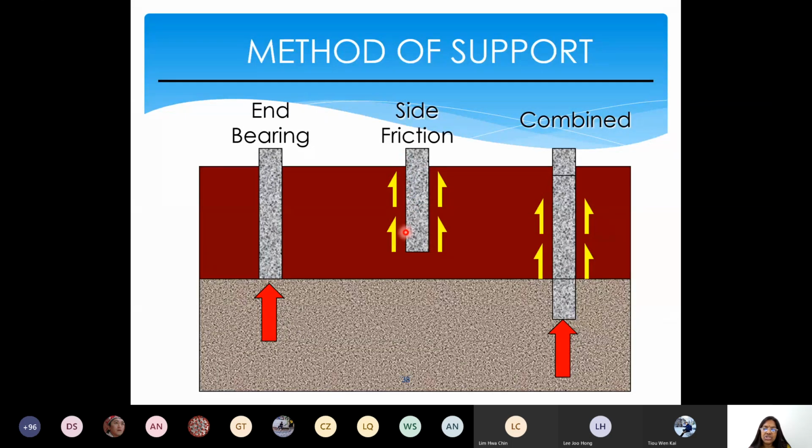Frictional resistance offered by these sides will resist the load that is coming over the pile and distribute it. It is not the end. This is how it is supporting the load coming over the pile. And this one, combined, means the end will also distribute the load, and also the sides.